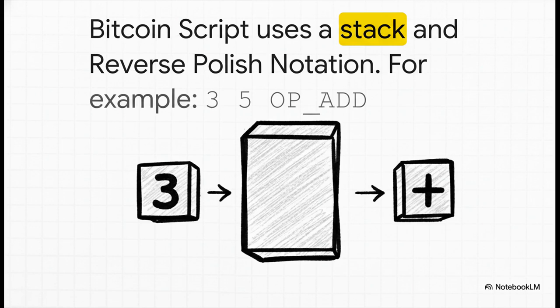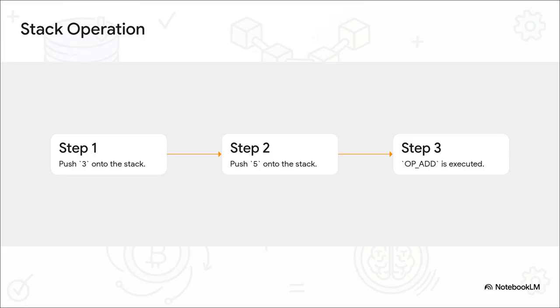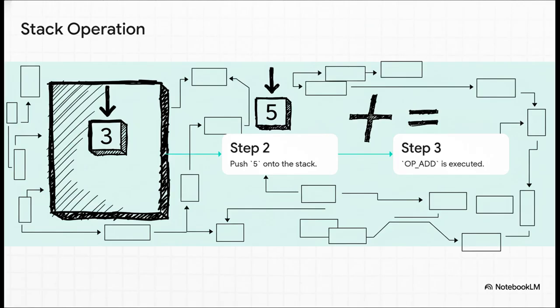Let's actually see how that works. Okay, so the script starts reading from left to right. First thing it sees, the number 3. So it just takes that number and pushes it right onto our empty stack. Simple as that. That's step 1. Next up, it sees the number 5. And what does it do? It pushes that right on top of the 3. So now our stack has 2 items, with 5 sitting right there at the top.